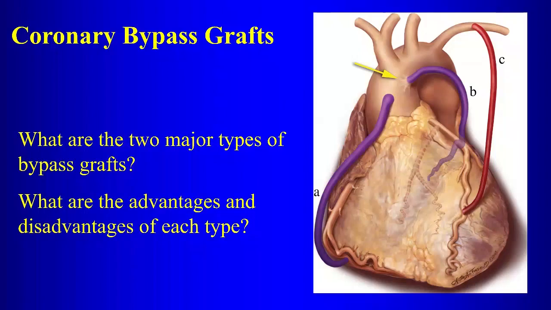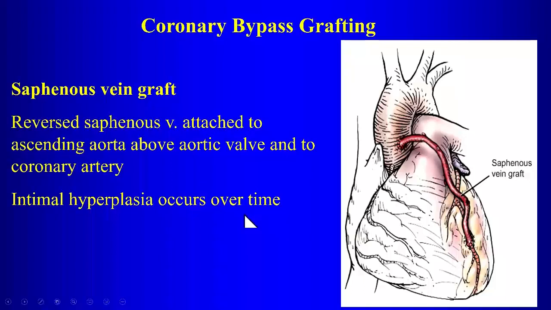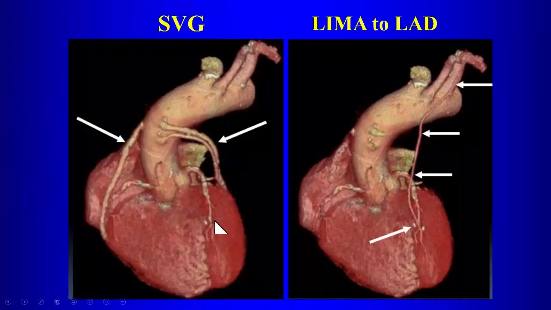Thrombosis. Yeah, so the long-term patency rate is higher with an internal mammary artery graft than it is with a saphenous vein graft, okay? So the internal mammary artery grafts can be the right or left internal mammary artery, and most common, as we said, is left internal mammary artery to the LAD, and the flow rate is slower, but it has a higher long-term patency rate. The saphenous vein graft has a higher flow rate, but the long-term patency rate is not quite as good.